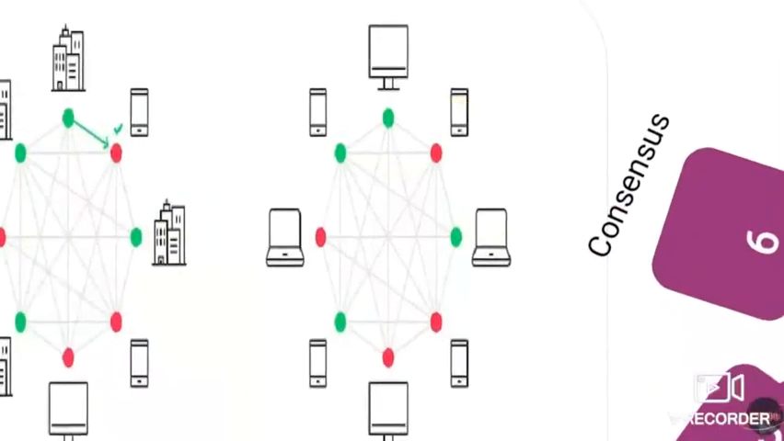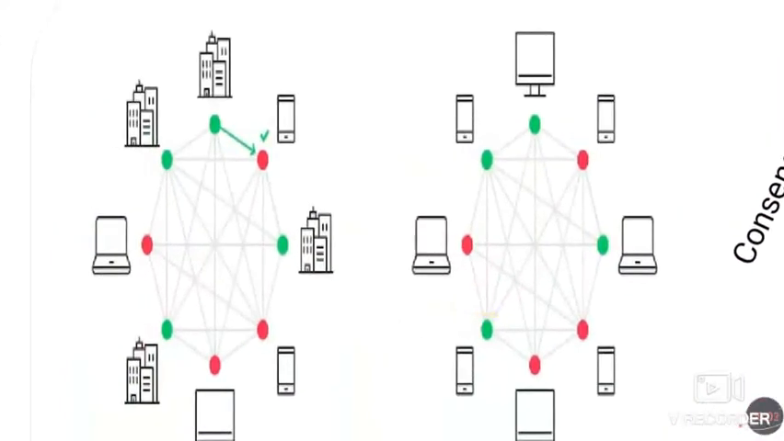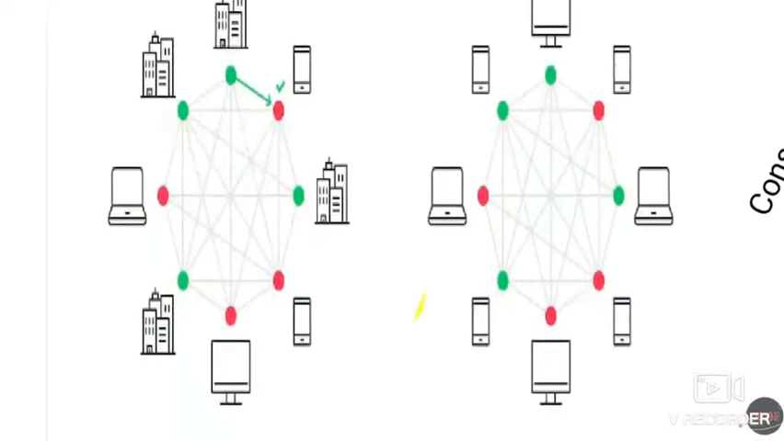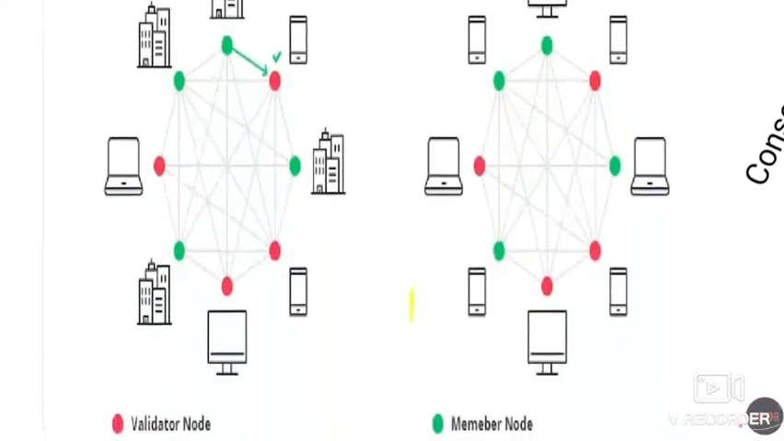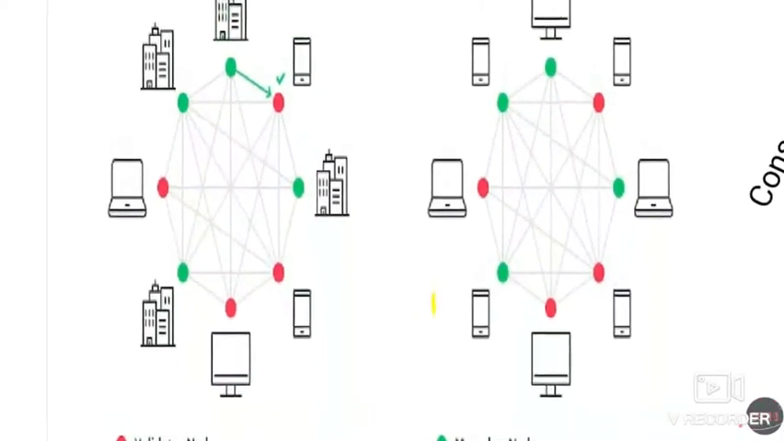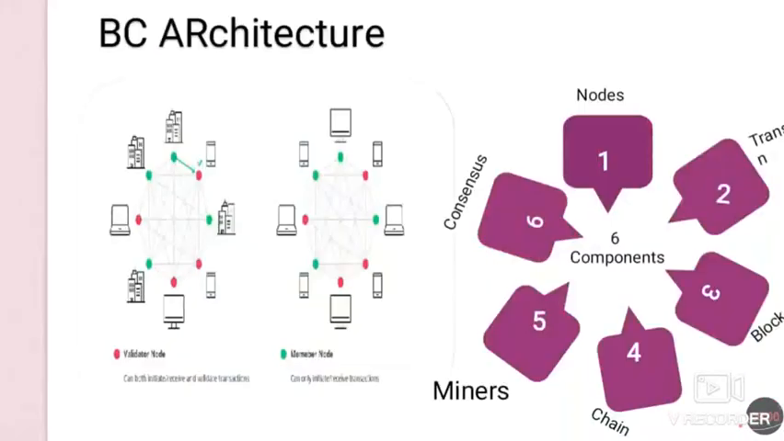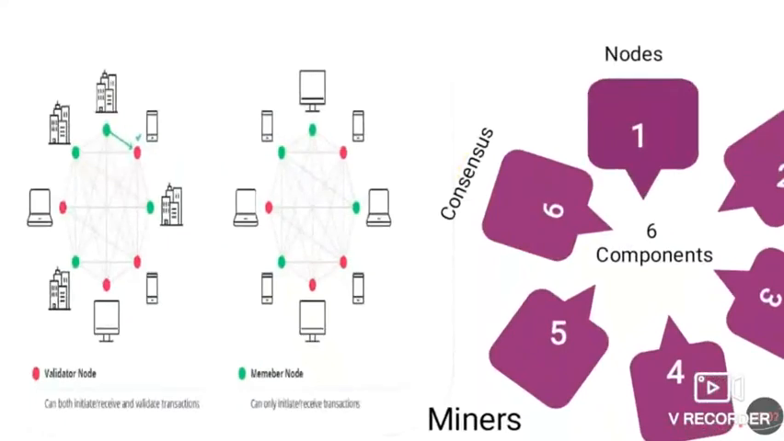Here in this figure we can see a node may be a mobile, laptop, PC or any organization. Namely, there are only two kinds of nodes, a member node and a validator node. A member node can only initiate or receive transactions, but a validator node can initiate, receive as well as validate the transactions which are requested by the other member nodes.